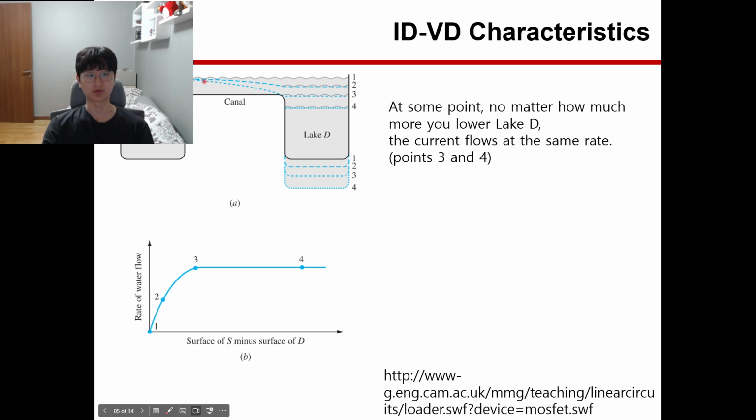At point 3, the flowing water is at its maximum, and even if we apply more bias between source and drain, the current flows at the same rate. This is point 3 and this is point 4, and we call this the saturation region.